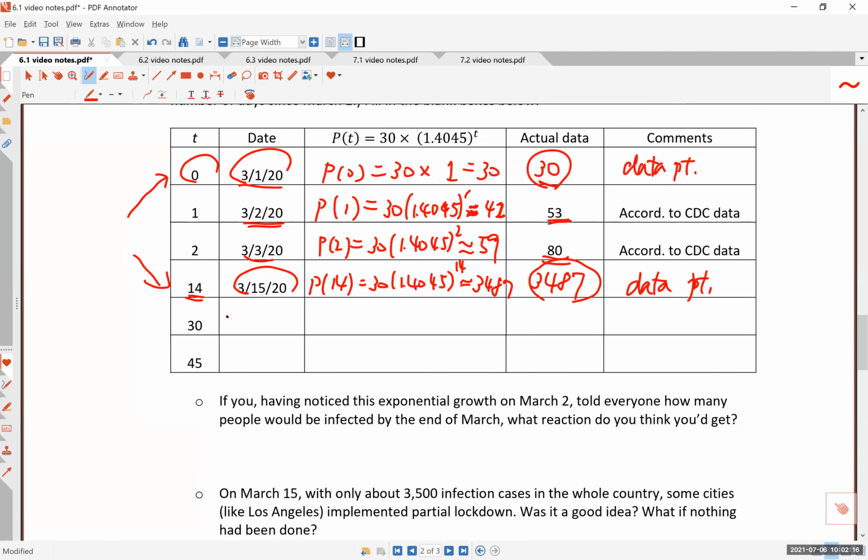But let's find what happens when T is equal to 30. That would be March 31st. So this would be P of 30. And so this is, again, 30 times 1.4045 raised to the 30th power. This turns out to be 799,417. I would encourage you to go ahead and do this calculation on your own. Actually, it's getting more crowded. Let me go ahead and erase this and rewrite this without all the details.